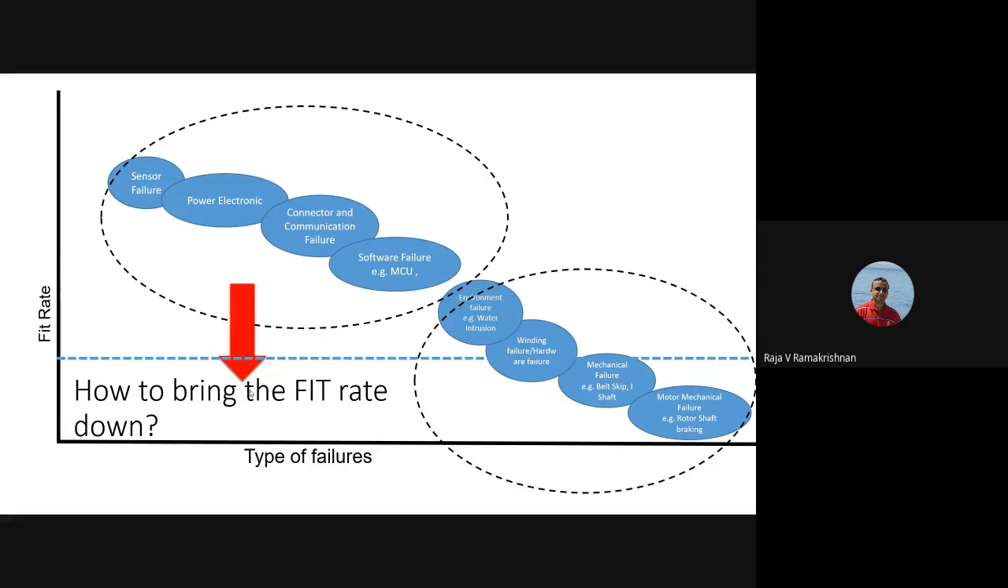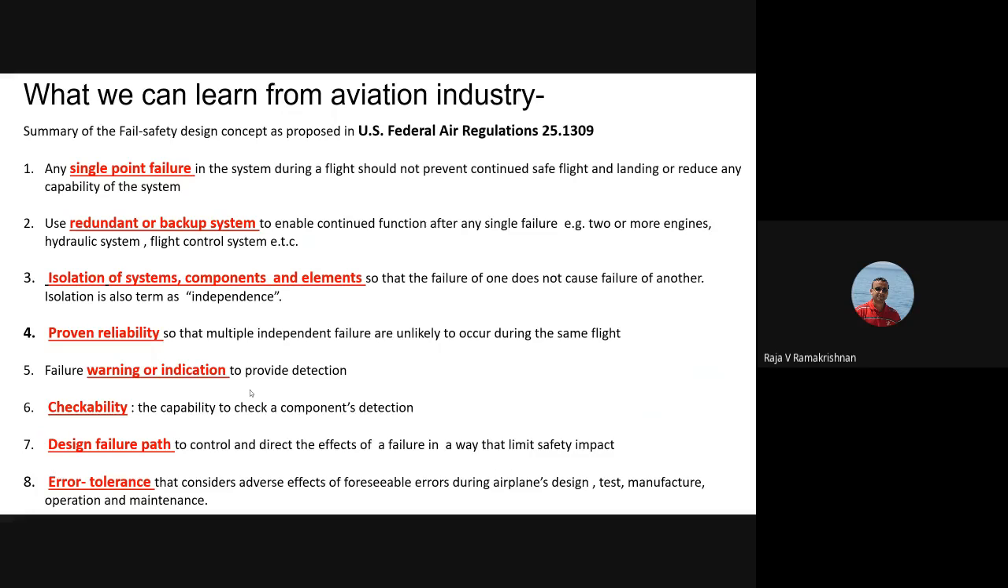Now, as you all know, the aviation industry is usually ahead of the automotive industry with regard to safety. So we can learn a lot from the aviation industry and understand what we can do in automotive also. Some key points I've plotted here: a single point failure in the system during a flight should not prevent continued safe flight and landing or reduce any capability of the system. This is what we are going to achieve, that any single point failure in automotive is not going to bring down our system.